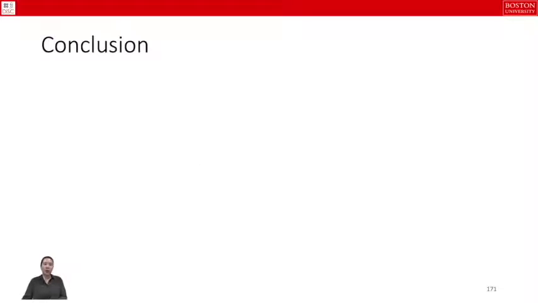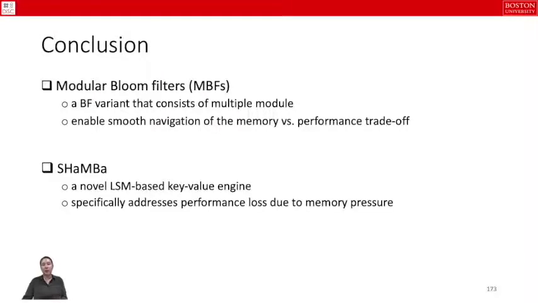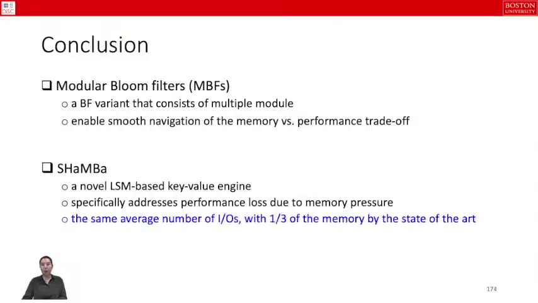To conclude, we have proposed a modular Bloom filter, which consists of multiple modules, so that the modular Bloom filter enables smooth navigation of the trade-off between memory and performance. Using the modular Bloom filter, we propose a novel LSM-based key-value engine that specifically addresses the performance loss due to memory pressure. Our experimental results show that with 1/3 of the memory budget, Shamba can achieve the same performance as the state of the art.